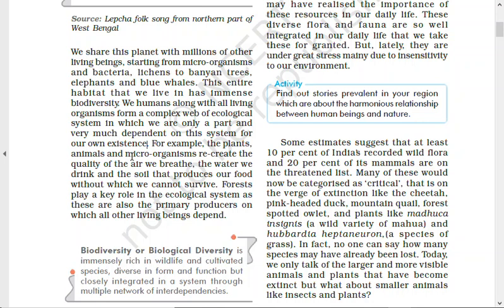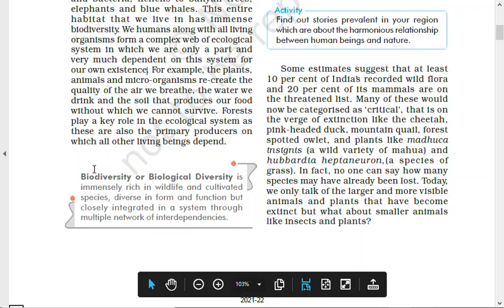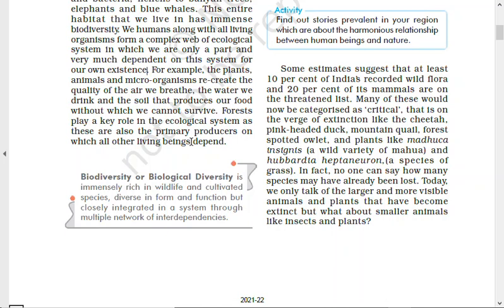You have studied the food chain in science. So they are the primary producers, and the animals and we are the secondary and, you can say, tertiary consumers. Now one question comes: what is meant by primary producers? You can simply write that primary producers are the producers which do not depend on any other organism or any other things to produce their own food. So that is called primary producers.